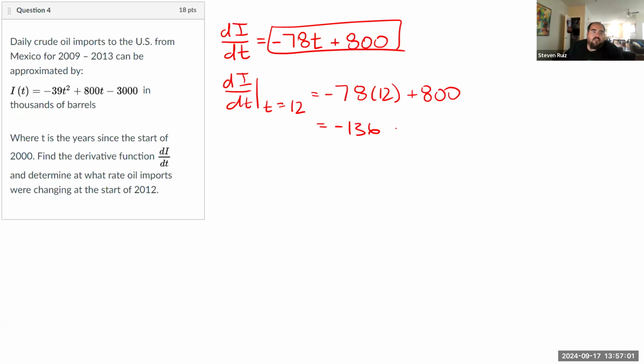So basically the oil production or oil import at this time is decreasing at an instantaneous rate of 136,000. Let me just do this. So it's decreasing by 136,000. Was it 1,000? Yeah, well, that's right. I got 1,000 barrels per year.